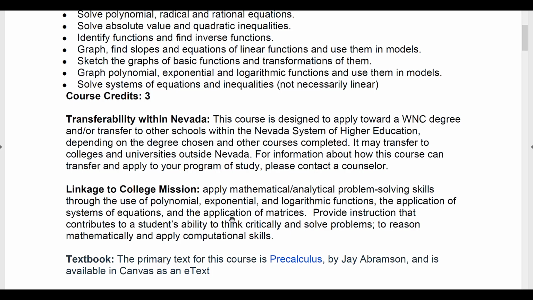Linkage to the college mission is to apply mathematical and analytical problem-solving skills through the use of polynomial, exponential, and logarithmic functions, the application of systems of equations, and the application of matrices. Provide instruction that contributes to the student's ability to think critically and solve problems, to reason mathematically, and apply computational skills.